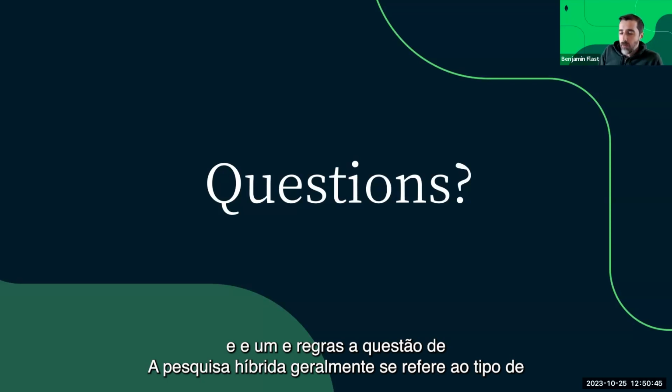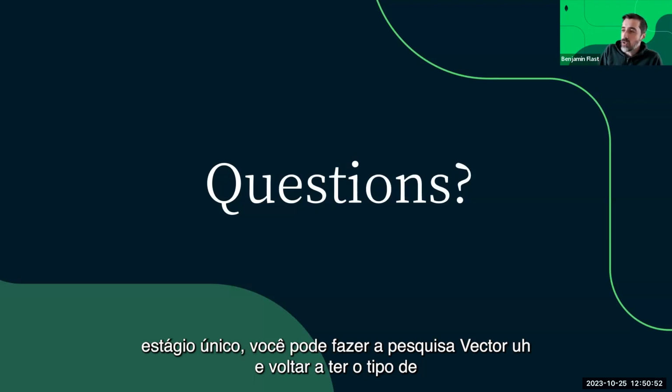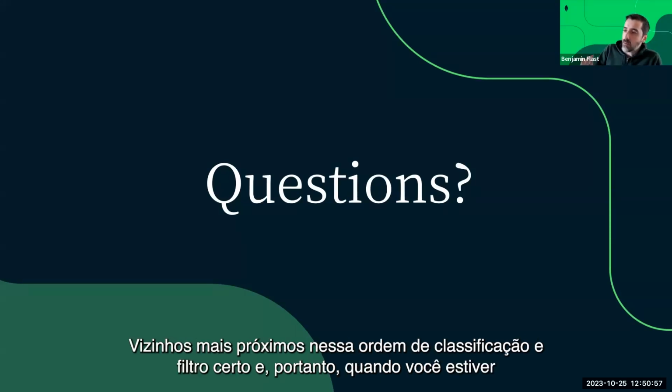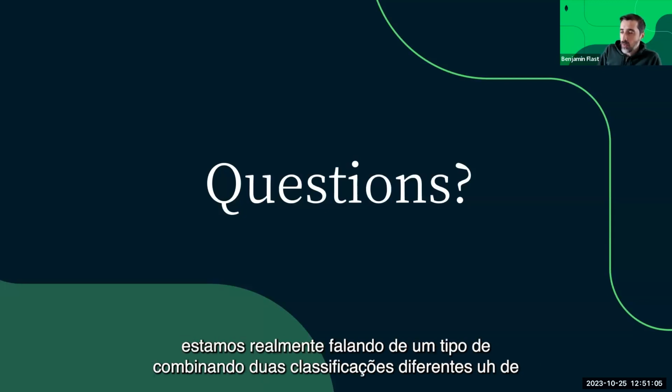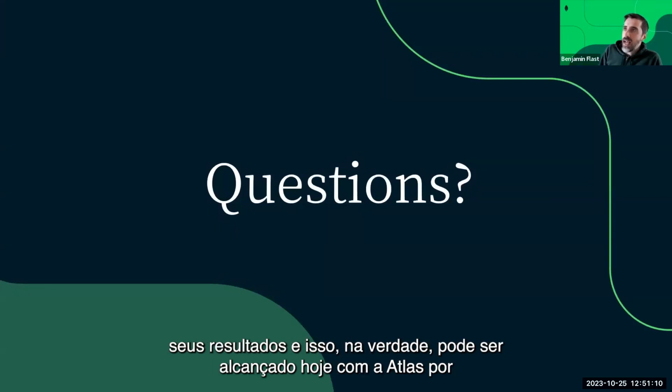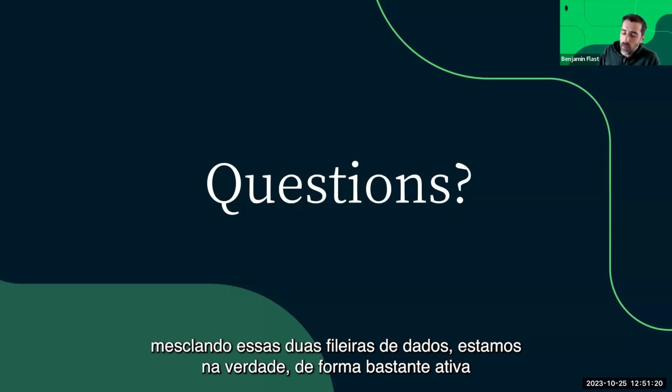The question of hybrid search is often about combining ranking. With Atlas Vector Search today, within a single stage, you can do vector search and get back the nearest neighbors in rank order and filter, right? And so when you're filtering on text. But often when we talk about hybrid search, we're really talking about combining two different rankings of your results. And that actually can be achieved today with Atlas by combining our $vectorSearch stage with our $search stage and merging those two ranks of data.